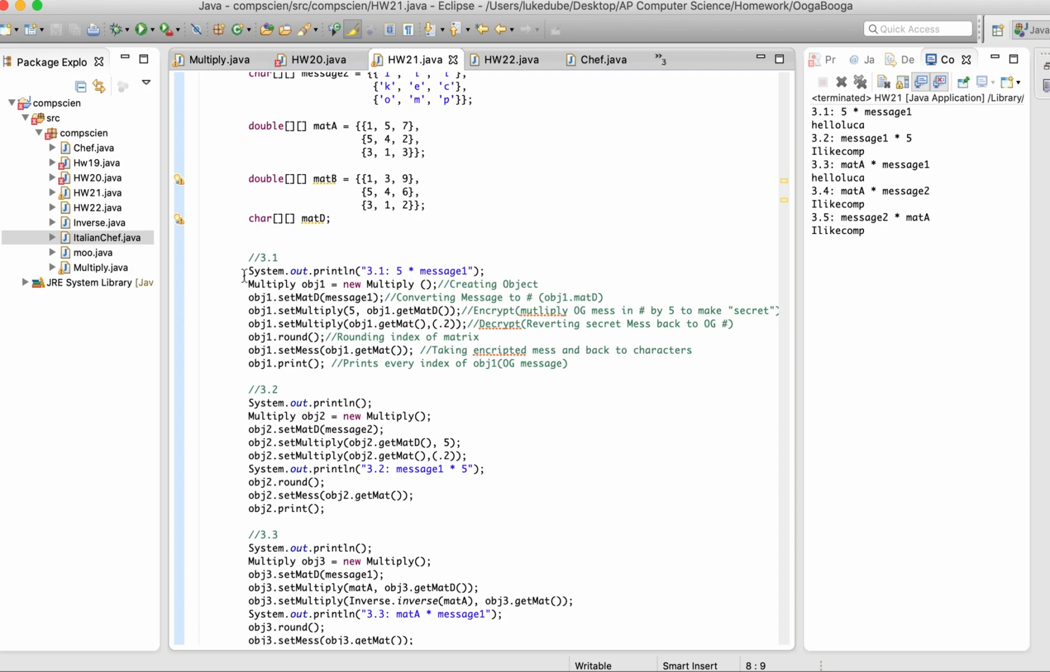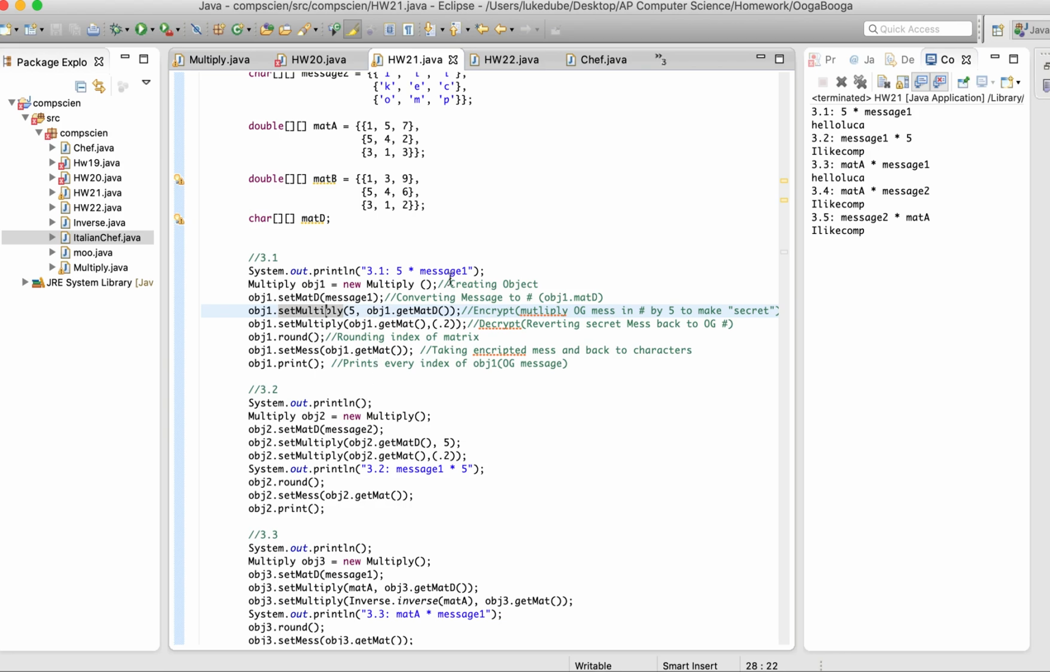For 3.1 we have 5 times message 1. So here we have set mat D to message 1. This is essentially, like I said, making message 1 into numbers. Once we do that, object 1 set mat D is now our new message in number form.